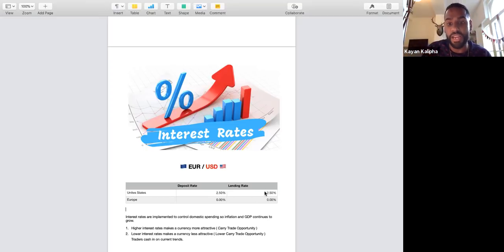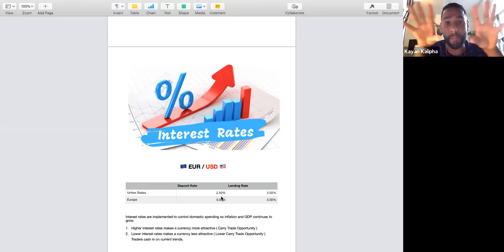Okay. Vice versa, if I wanted to buy the euro against the dollar, that doesn't make sense because remember the lending rate in the US is 2.5%. So if I buy the US dollar, right, and then I sell my US dollars in exchange to buy euros, I have to pay 2.5% interest for using the US dollar to finance buying the euro. So I have to pay 2.5%, but when I buy the euro, I'm receiving 0%. So I'm losing money paying 2.5% and I'm receiving zero.